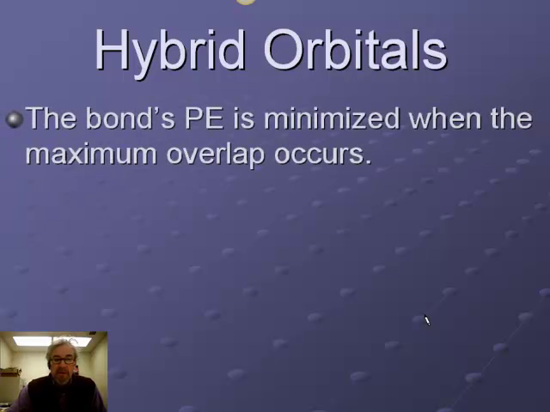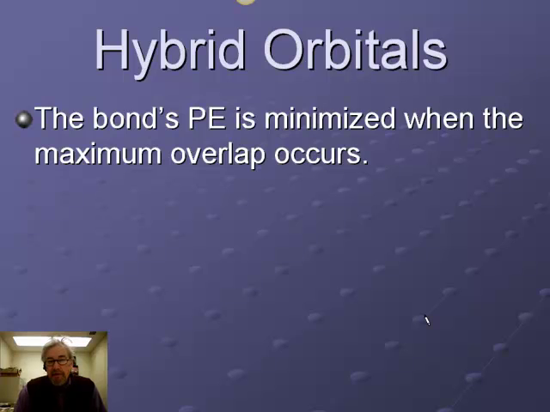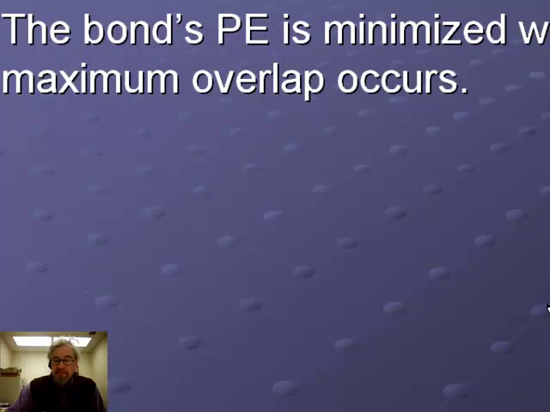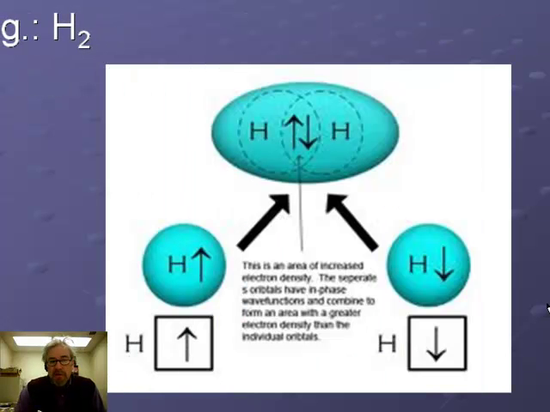And the potential energy of that bond is lowest, in other words, the energy stored in the positions of those nuclei is lowest when these atomic orbitals are overlapped the most that they possibly can be. So in other words, when the nuclei are as close as they can possibly be to each other. So here's an example of valence bond theory at work in hydrogen.